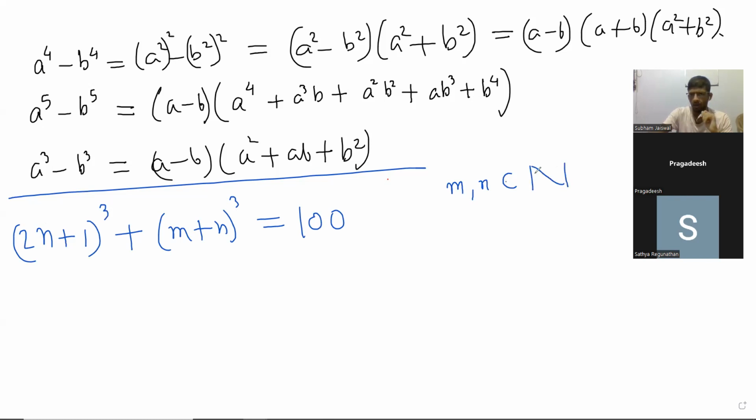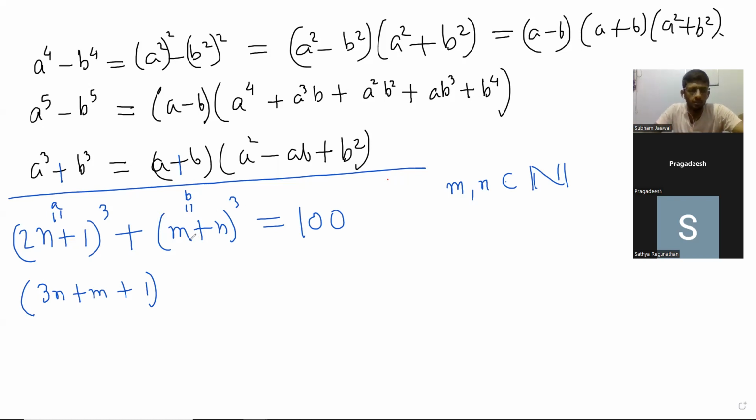Satya, your first step is to factorize this, right? Is that right? So we simply apply what we have learned. What is there on the board here is this thing. So we ought to think of this as our A and this as our B, and just factorize it. So what does it become? 2n plus 1 plus m plus n, right? So that becomes 3n plus m plus 1. That's right.